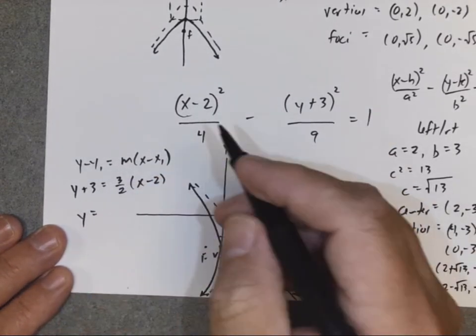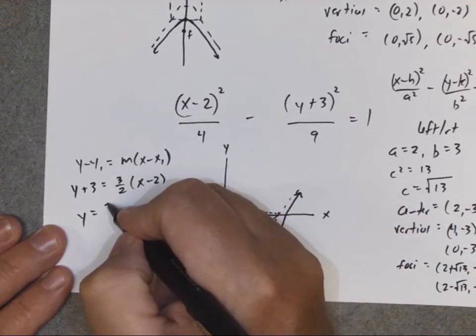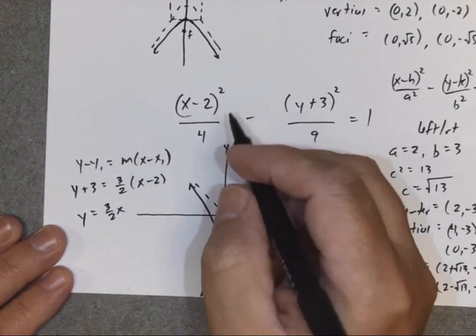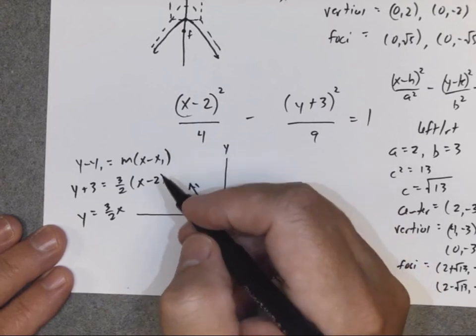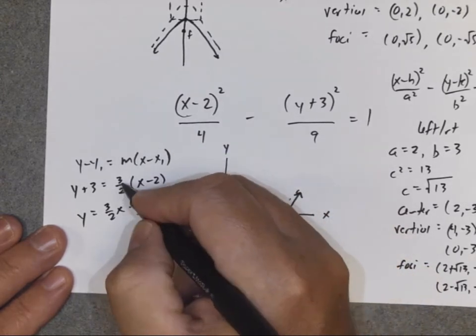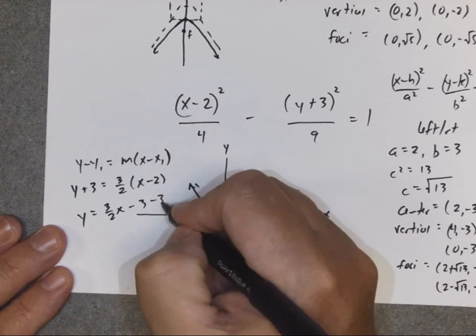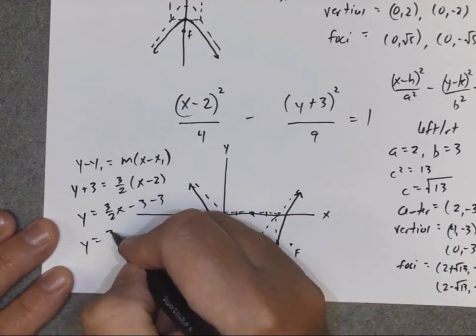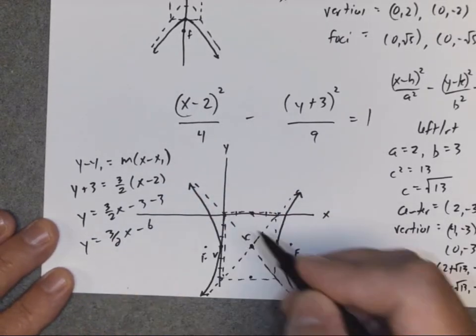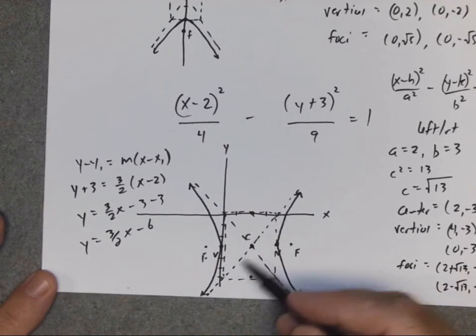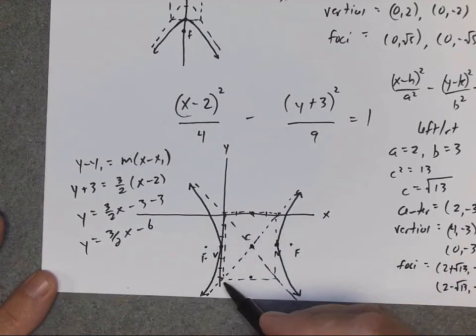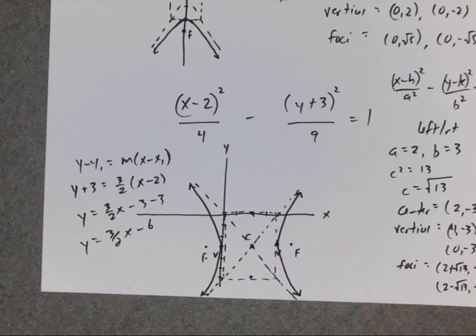So if I get y by itself, 3 halves x minus 3 minus 3. It looks to me like this is the equation of this line. Negative 6 is my y-intercept. Looks about right. Then I could do the same thing to find the other equation. All right, so not too bad.